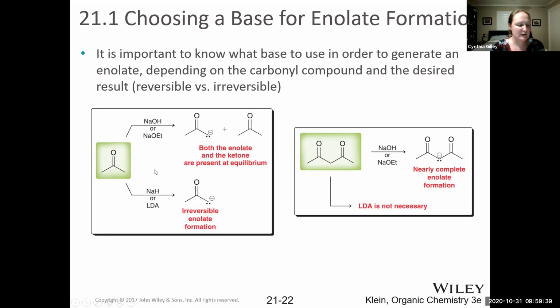If we wanted to irreversibly and completely deprotonate the alpha position and only have the enolate in solution, a stronger base like sodium hydride or LDA would be used. Sodium hydroxide or sodium ethoxide, in contrast, does completely deprotonate the alpha position of a 1,3 diketone to form the doubly stabilized enolate. In this case, a strong base like sodium hydride or LDA is simply not necessary to get full conversion to the enolate.